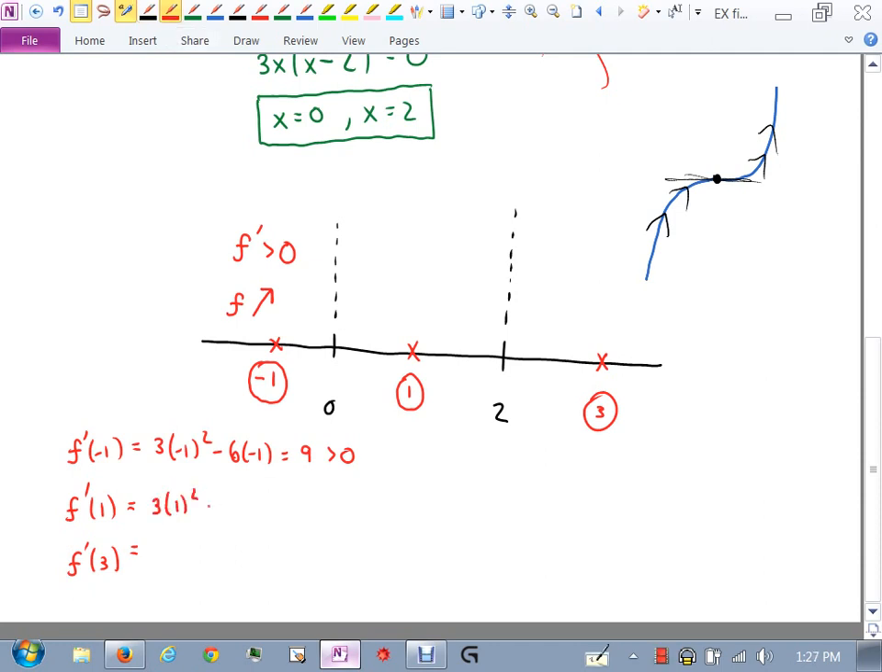3 times 1 squared minus 6 times 1, no, it goes down, right? Negative 3? It's less than 0. So I have F prime is negative, which means F is decreasing here. And then 3 times 3 squared minus 6 times 3. It's 9, which is greater than 0. So F prime is positive. F must be going up here.